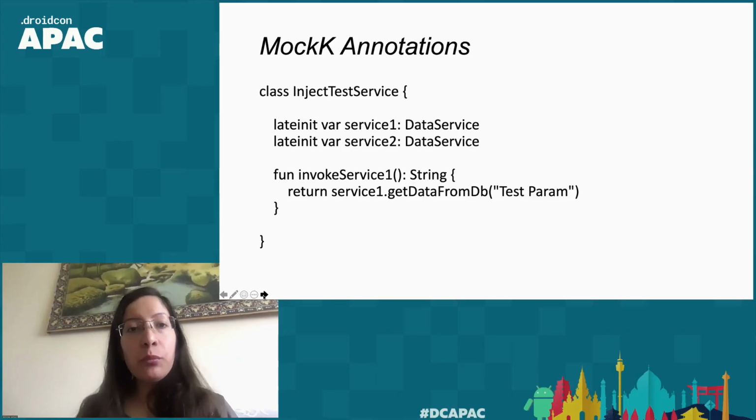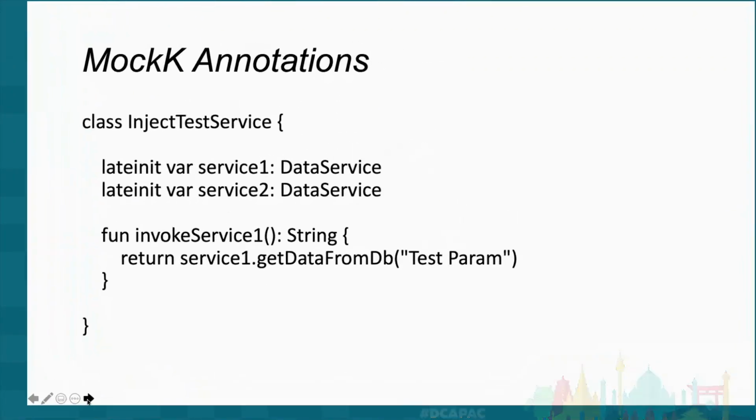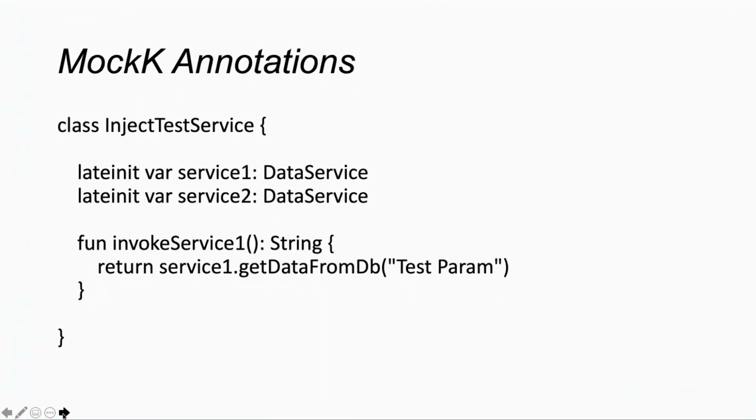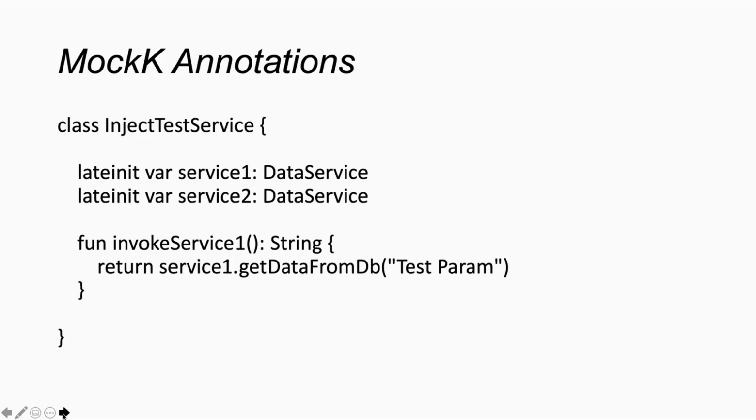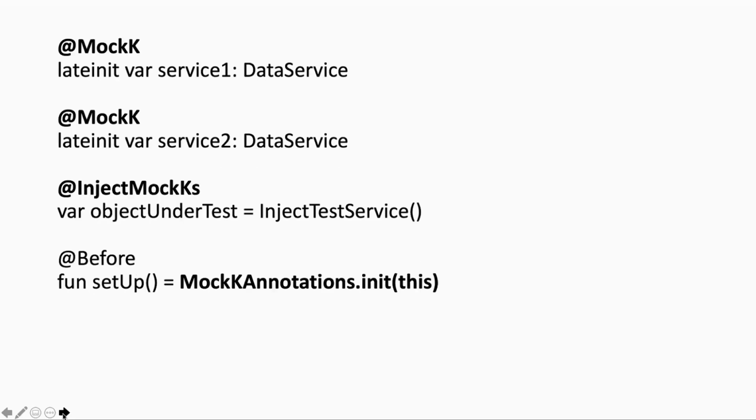Moving further with MockK annotations, as I specified earlier, you can create mocks in MockK with the @MockK annotation. So here you can see we have a TestService class which has two instances of DataService, service1 and service2, and in the invokeService method we call getDataFromDatabase on service1. So when we are trying to create a test case for this class under test, we'll be creating mocks for the DataService instances, and to create the instance of the TestService we'll be using @InjectMockKs.